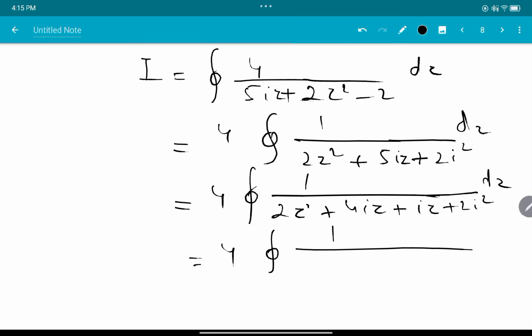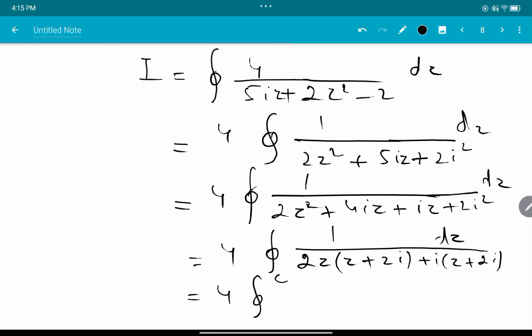Then that is 4 times the integral of 1 divided by, you have now 2z square. Here you can take 2z common, you get z plus 2i, correct, plus here you can take i common, you get z plus 2i dz. Now that gives us 4 times this contour integral over c of 1 by 2z, z plus 2i, into 2z plus i, dz.